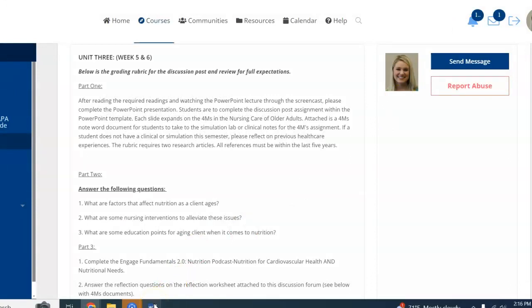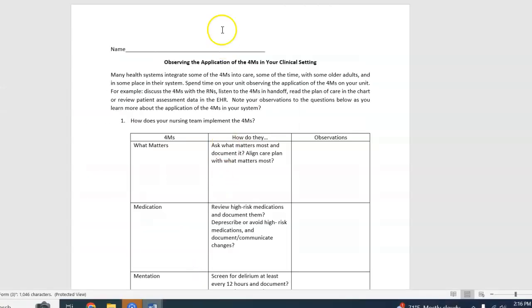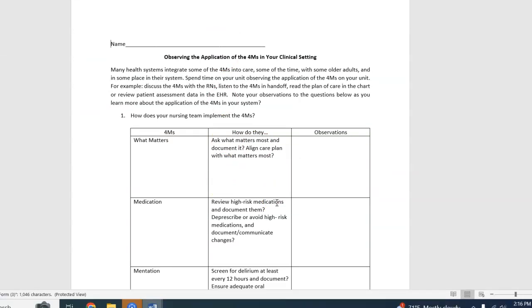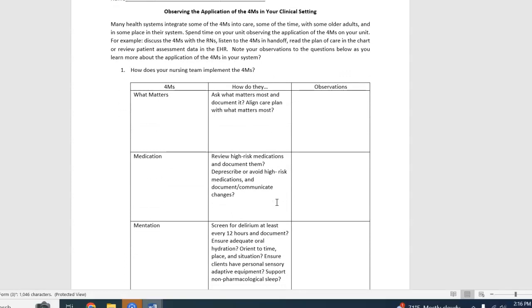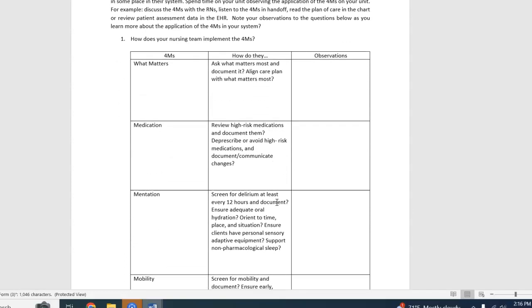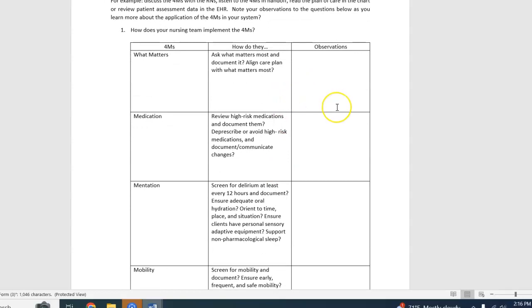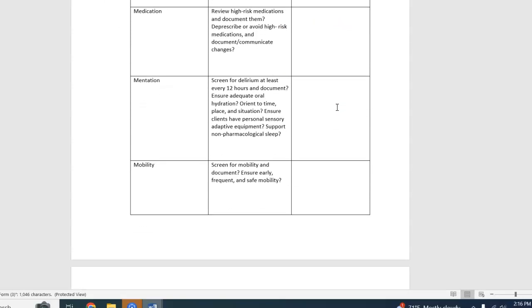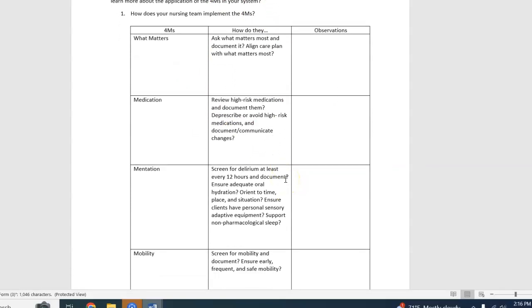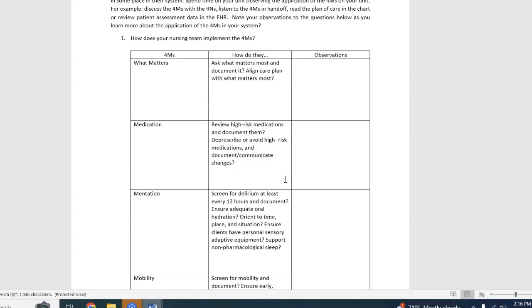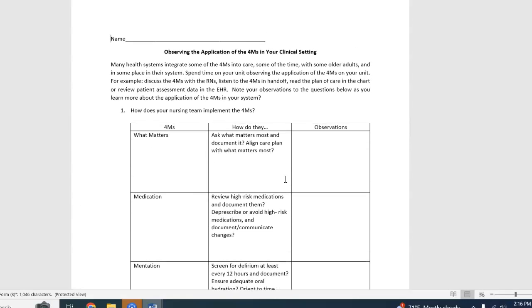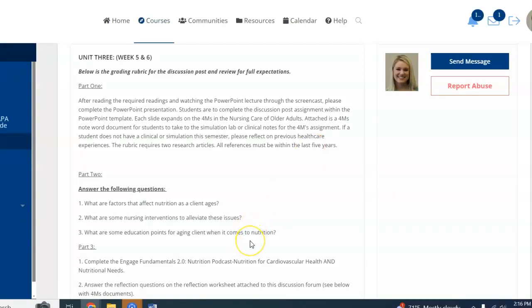And then one more document that you'll see attached is a notes sheet. So, maybe you're going to clinical and you need to utilize this to get an idea of how to do your PowerPoint. This is just something you can use to jot down ideas. What are we looking for? What matters most? What medication are we given that's high risk? All of those types of things. So this is just more of an observation sheet to take with you to clinical or simulation if needed. So that is part 1.